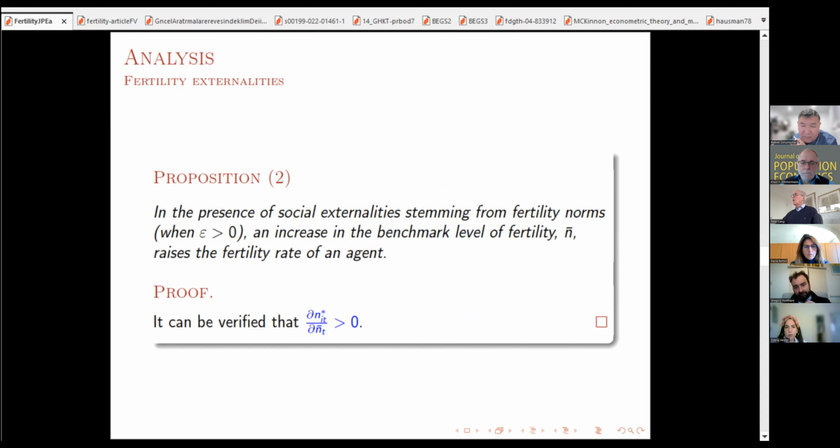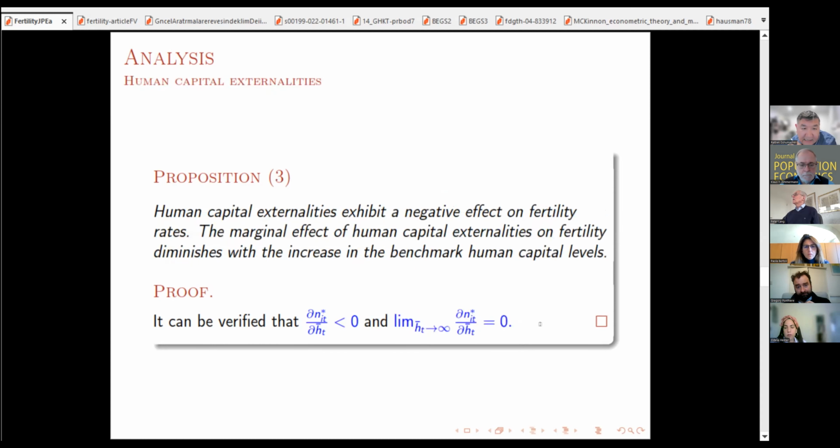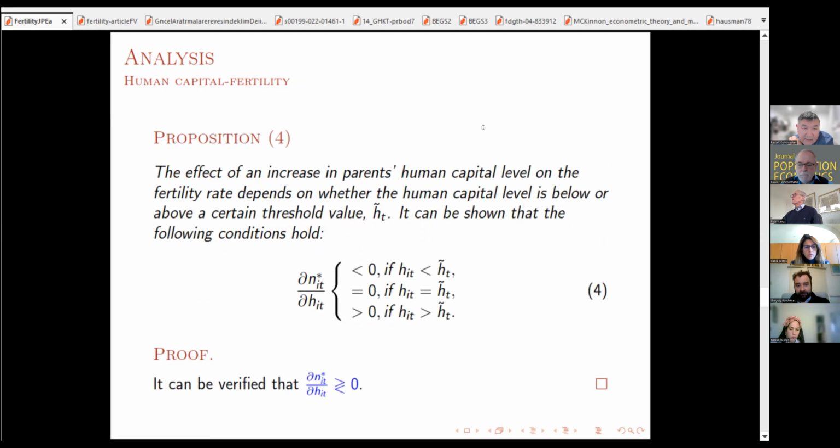So if all people are having more kids, then individual agents tend to have more kids. If they're all having fewer kids, then people tend to have fewer kids. That's basically how it works. And the last bit is about the human capital. So the human capital effect is similar to the consumption level. Here also, with higher human capital, the individual fertility rates fall, but this effect is diminishing as the average human capital is increasing in the country. So I'll skip this part.